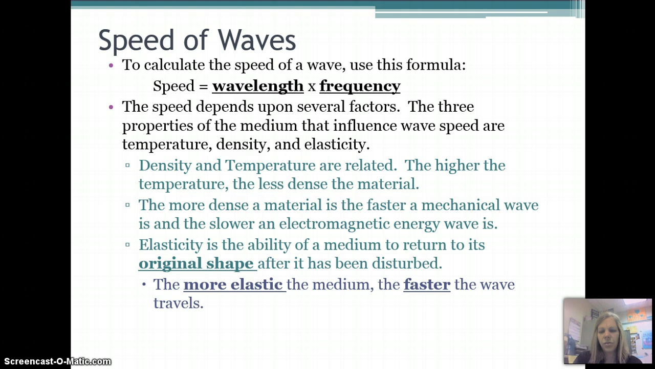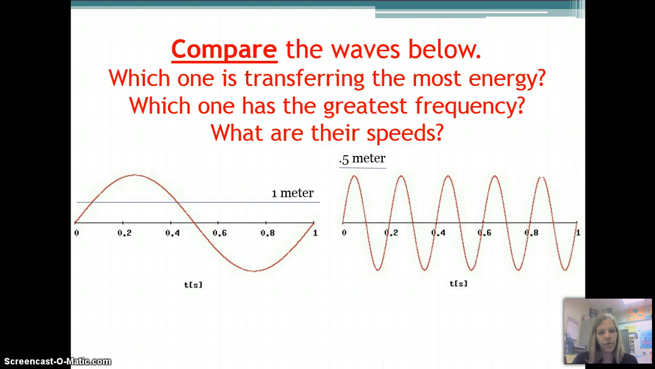Elasticity, I don't know if you've heard of this word before or not, so we're just going to review it. Elasticity, the definition is the ability of a medium to return to its original shape after it has been disturbed. So the more elastic a medium is, the faster the wave can travel through it. So if the medium gets disturbed and it goes back real quick to its regular rest position, then the faster the energy wave will travel.